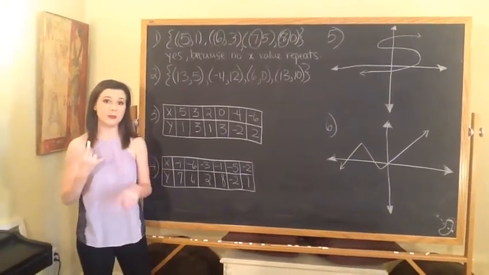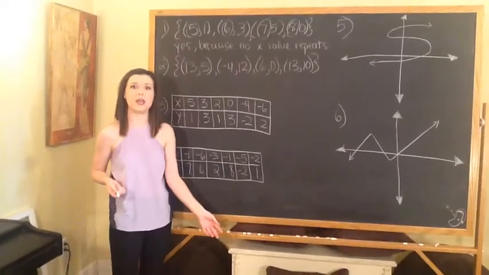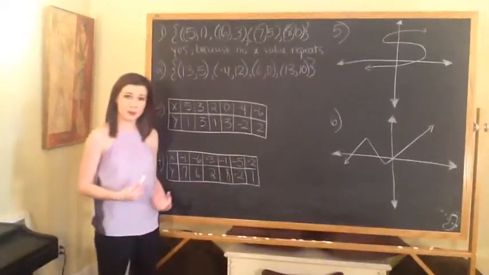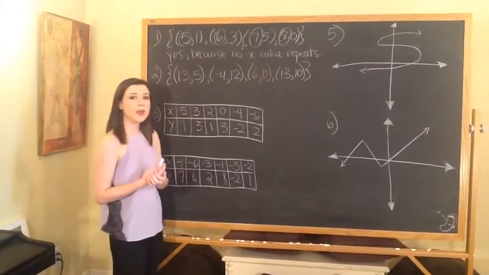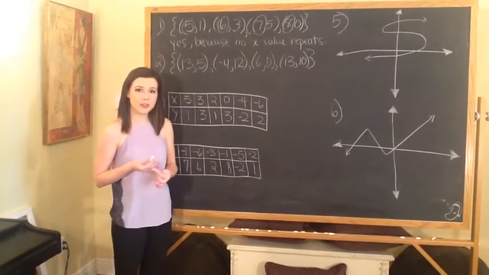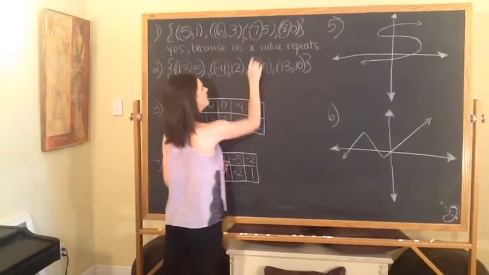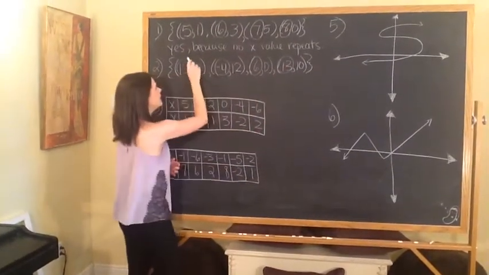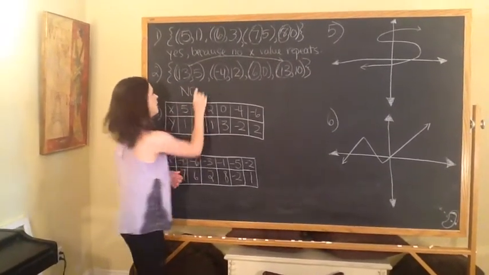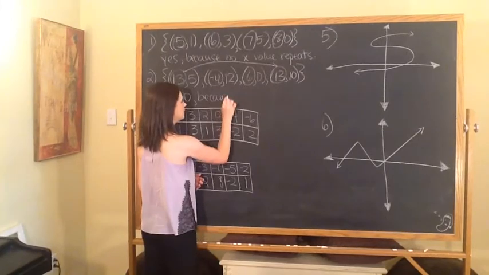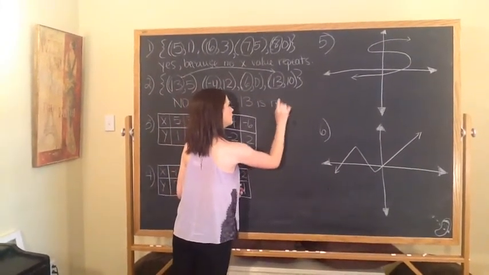Not just yes, that would be only partially correct, because you need to be able to tell me why. You could guess yes or no all day, but if you're not figuring out why, then you're not committing it to memory. Number 2, we have a list of ordered pairs as well. I'm going to identify all my x values and see if any of them repeat. I have 13, -4, 6, and 13. I see that these two 13s are repeating. So I'm going to say no, it is not a function because 13 is repeated.